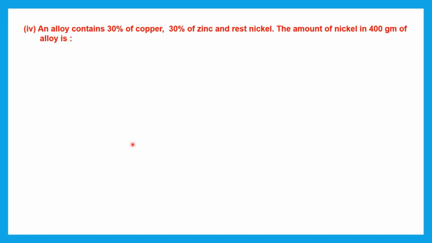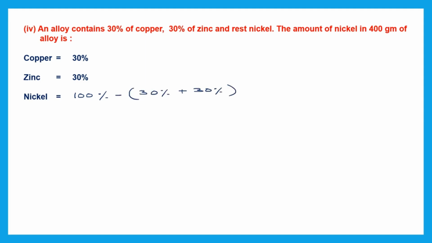Question 4. An alloy contains 30% of copper, 30% of zinc and the rest nickel. Now the amount of nickel in 400 grams of the alloy is, that's a question. So here we know that copper is 30%, zinc is 30%. So that nickel will be, now totally you know it is 100%. So 30 plus 30 is 60 and 100 minus 60. So we'll write that. So 100% minus, if we add copper and zinc and then subtract. So here this will be 100% minus 60%. 100 minus 60 is 40.